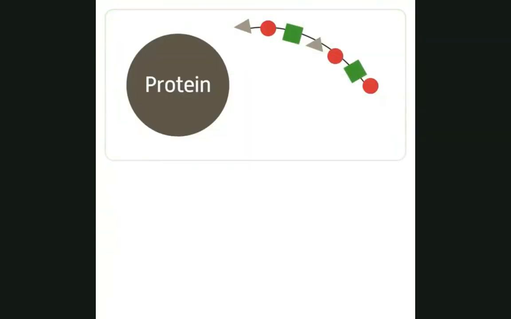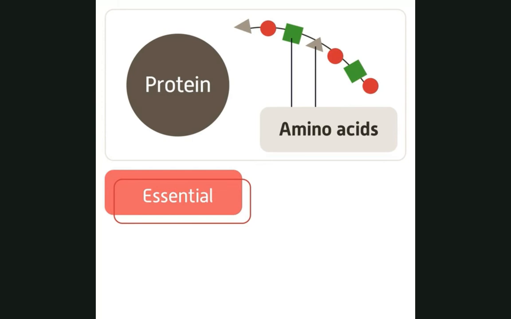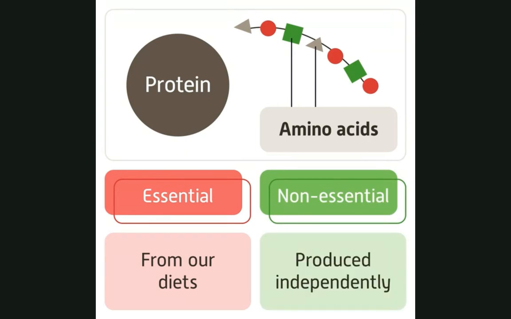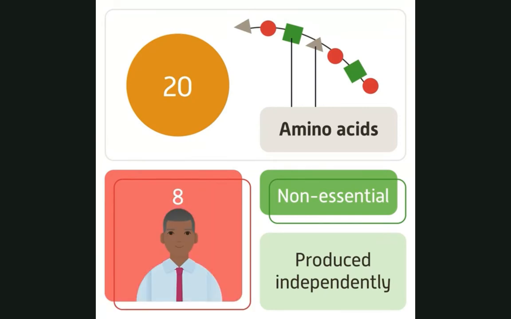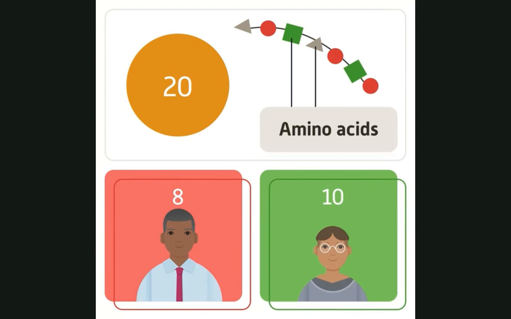Proteins are large molecules that form long chains. These are made up from amino acids, the small building blocks that form its structure. Amino acids can be either essential, where they cannot be made by the body and must come from our diets, or non-essential, where the body can produce them independently. There are 20 different amino acids, but 8 of these are essential for adults and 10 are essential for children.